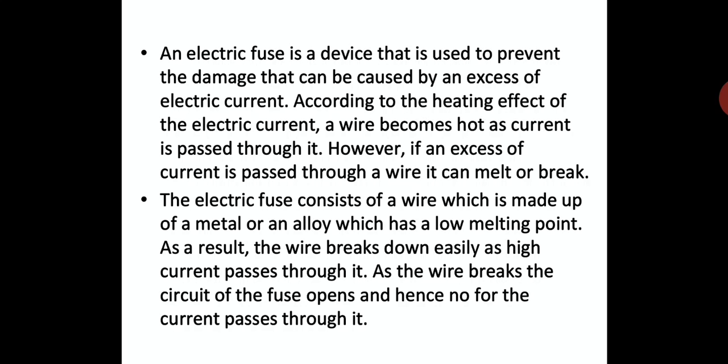As the wire breaks, the circuit of the fuse opens, and hence no more electric current can pass through it. So as the wire breaks, the circuit will get open. In an open circuit, there will be no flow of electricity. There will be no flow of electric current. A closed circuit will have continuous flow of electric current. An open circuit will not have a flow of electric current, as you have learned the basic concept initially when we started with the chapter. I hope you understood this. You have to write down all these points in your notebook, children, to understand the concept of a fuse.